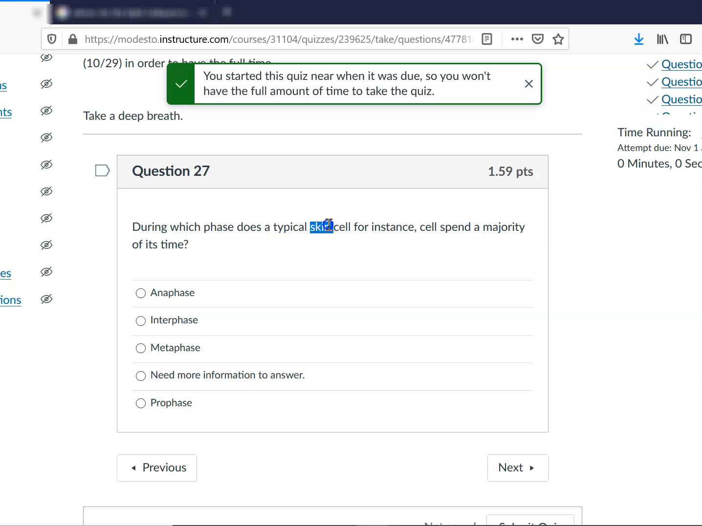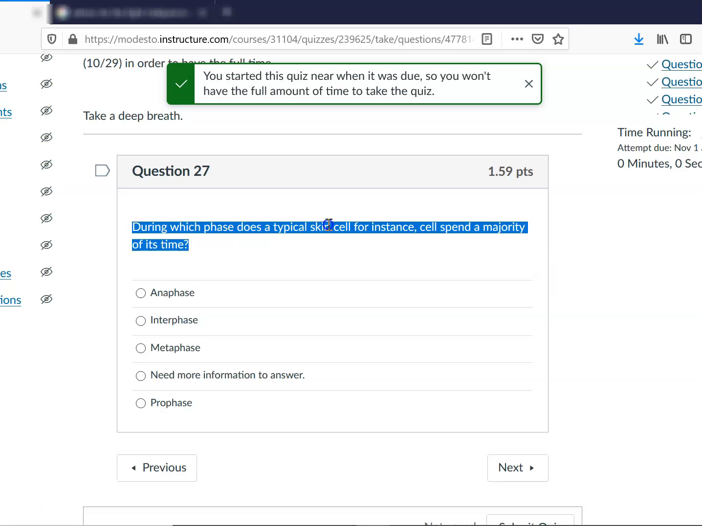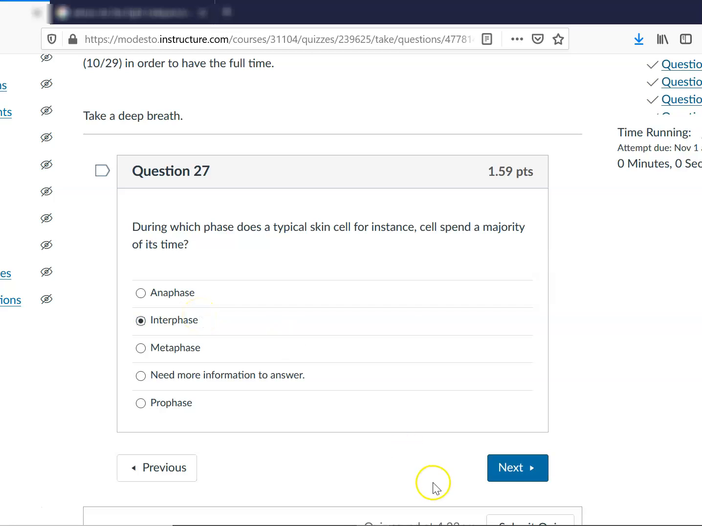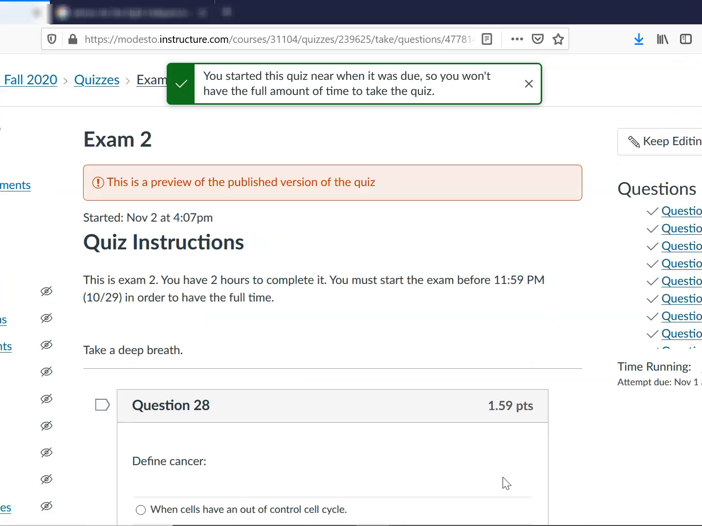During which phase does a typical skin cell, for instance, spend a majority of its time? Cells spend most of their time hanging out in interphase, waiting to undergo mitosis. Remember, the meiosis part of the cell cycle is just a very small part of that big circle.